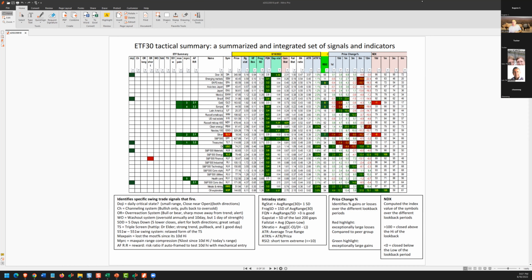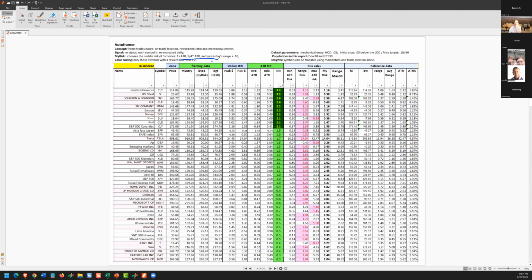Auto framer, again, this just sets up the framing data for mechanical trade framing right here in this section. That's 5 cents above today's high. Initial stop 5 cents below today's low, and then that's the 10-day high that establishes our initial target. So Treasuries, U.S. Steel, Johnson & Johnson, Cliff, and 3M, that feels good.